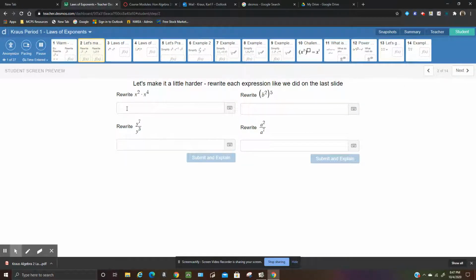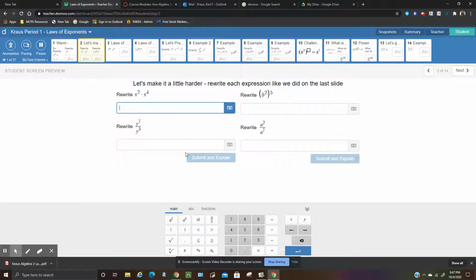And then x squared times x to the fourth. X times x is x squared, and then times x to the fourth is x 1, 2, 3, 4. So you should have 6 x's.